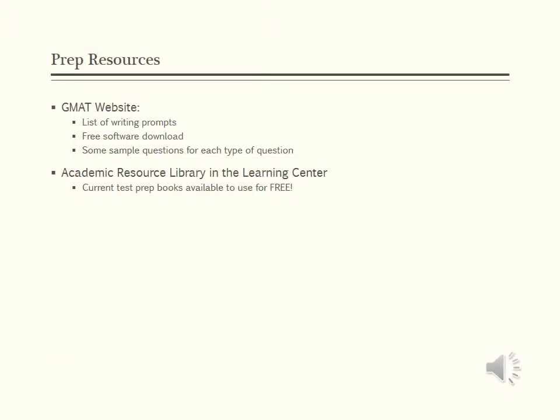You have two main resources in preparing for the GMAT. The first is the GMAT website. This website contains a list of writing prompts, free software downloads, and some sample questions for each type of question. The second, for UNT students, is the Academic Resource Library here in the Learning Center. Here we have current test prep books available to use for free.